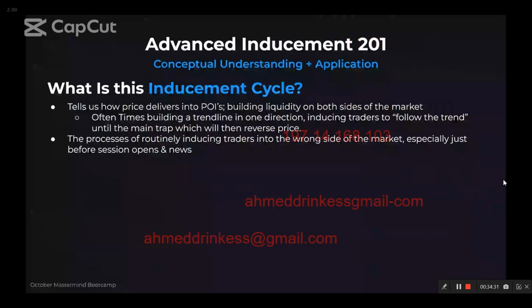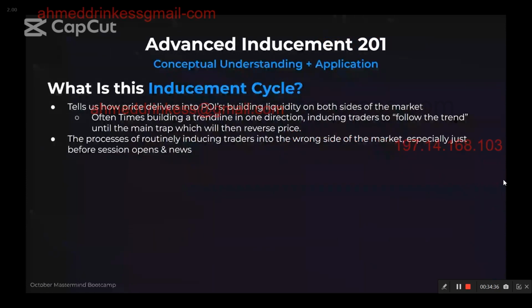There's just external events that are going to be taking place that are going to push price where it needs to go much faster than it would normally occur. And in that process, the inducement cycle is always going to be present. So it's always going to be the same thing every day, every event, whatnot.